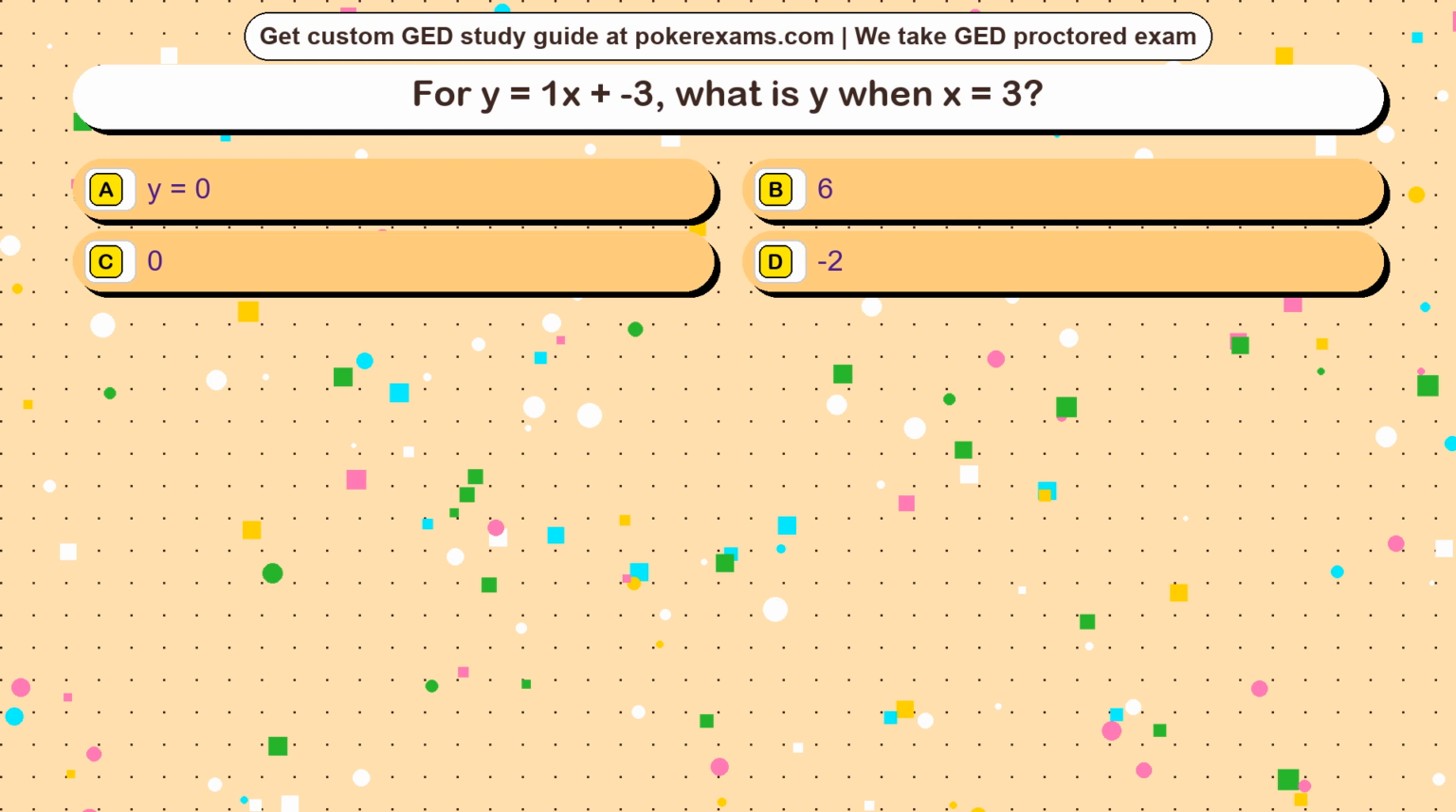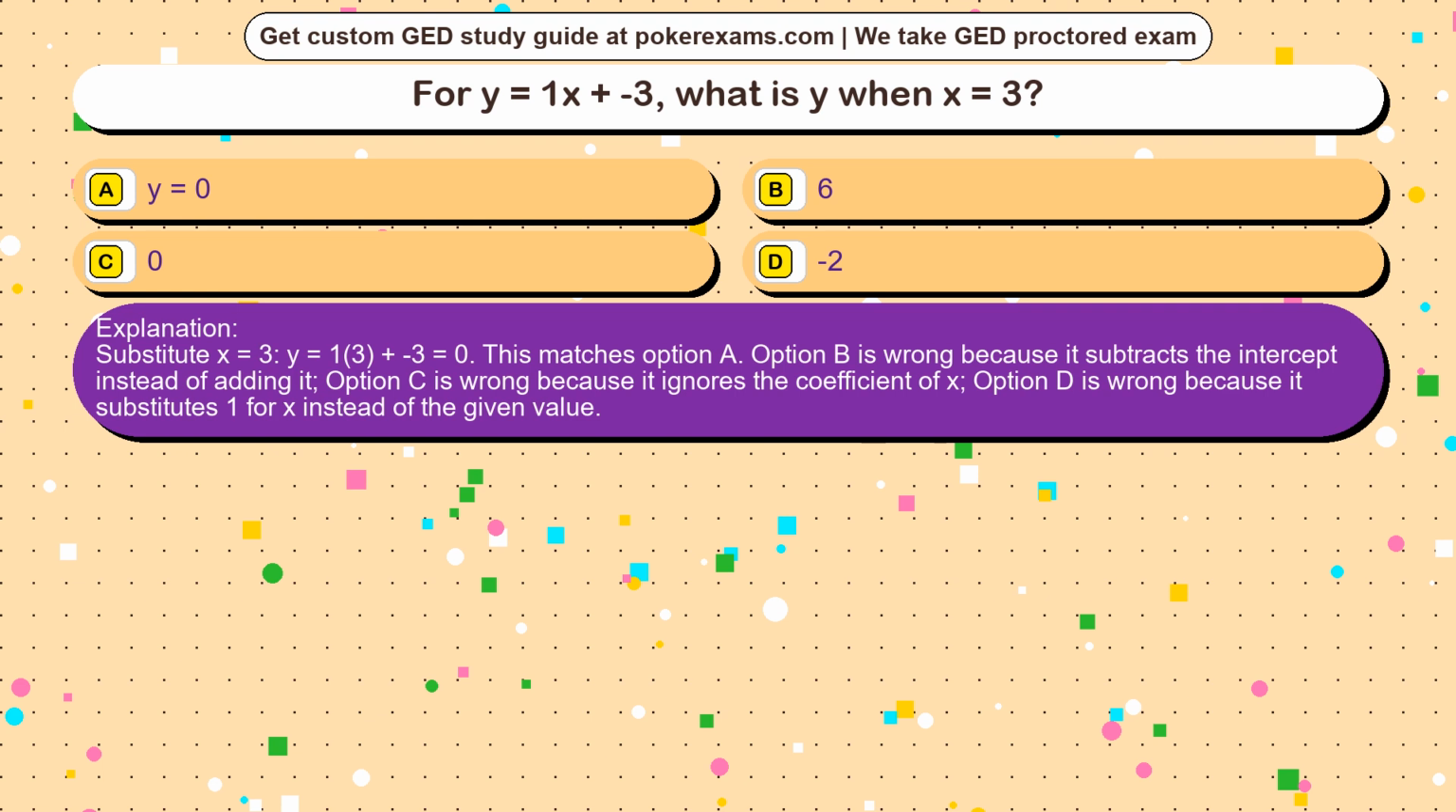The correct answer is option. Substitute x equals 3, y equals 1 times 3 plus negative 3 equals 0. This matches option A. Option B is wrong because it subtracts the intercept instead of adding it. Option C is wrong because it ignores the coefficient of x. Option D is wrong because it substitutes 1 for x instead of the given value.